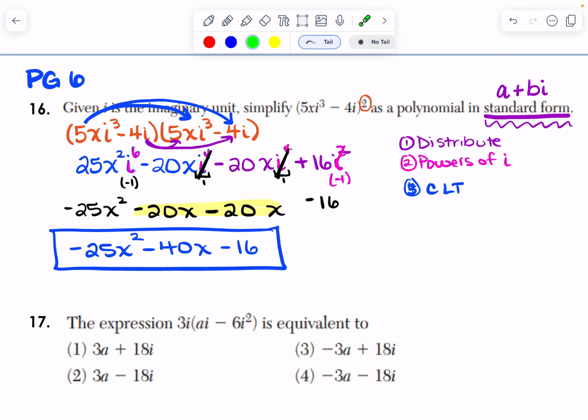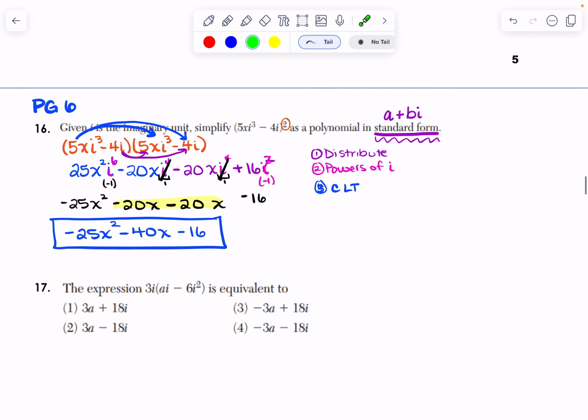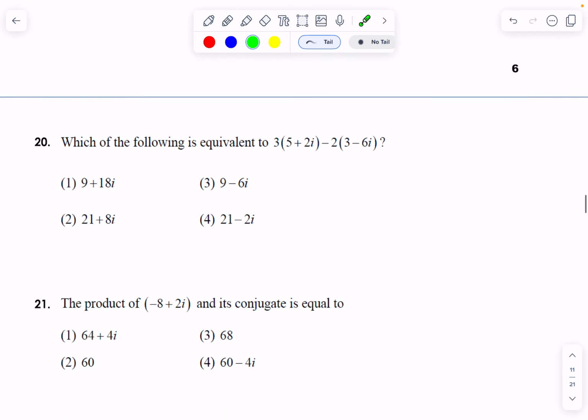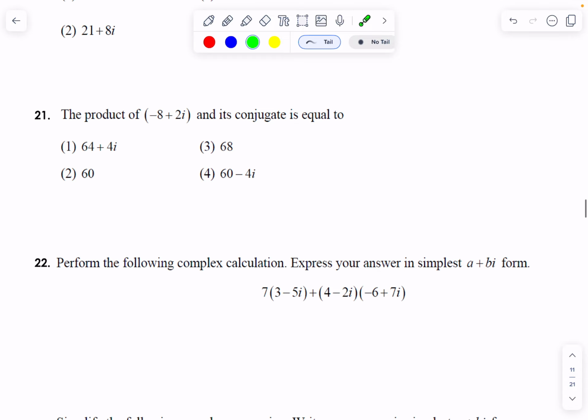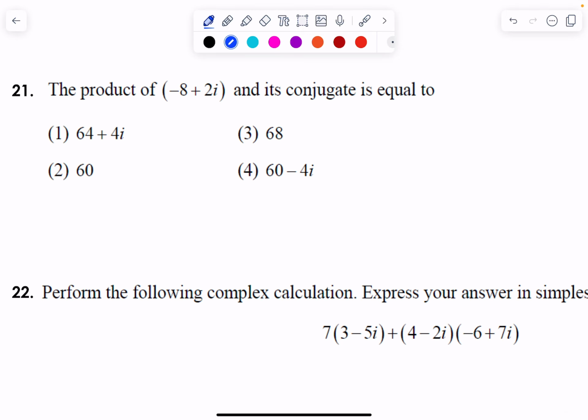Okay, so with that skill, what I want you guys to do is on page 7, so next page, number 21, is going to be one of your problems on the Schoology assignment. The product of -8 plus 2i and its conjugate is equal to what?